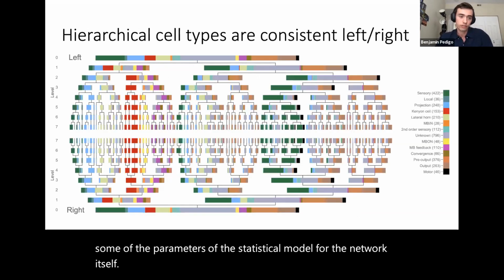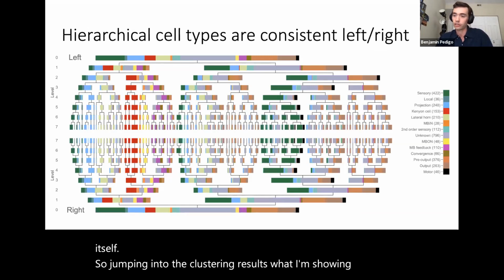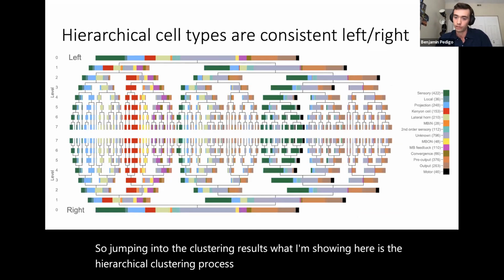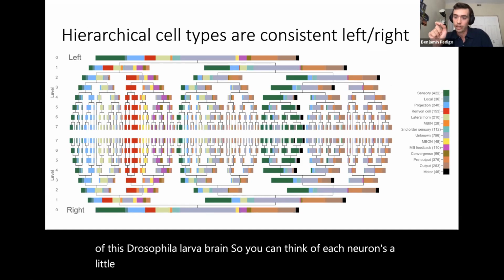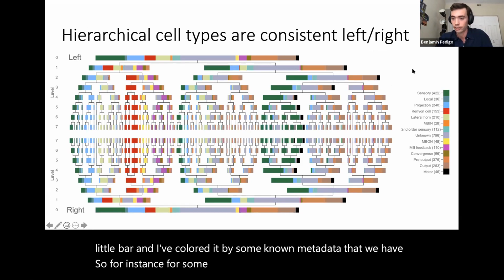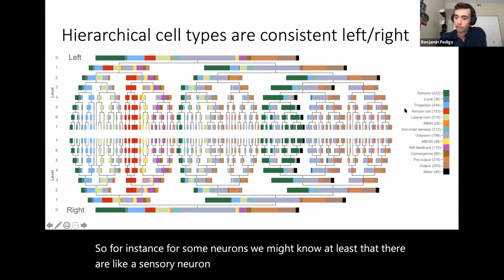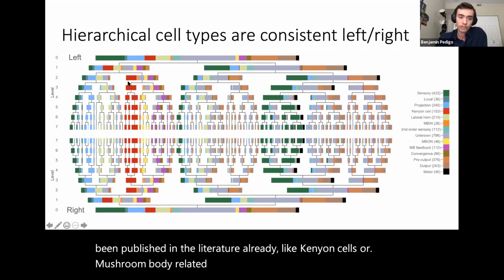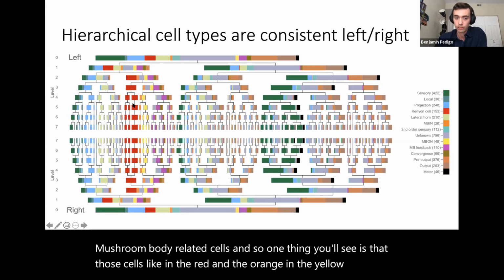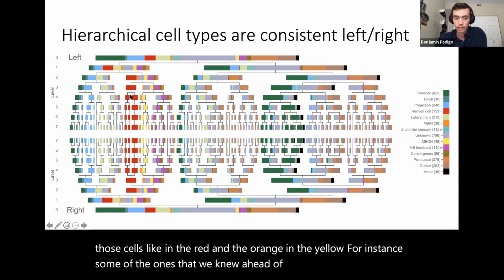So jumping into the clustering results, what I'm showing here is the hierarchical clustering process on the left and the right hemisphere of this Drosophila larva brain. So you can think of each neuron as a little bar, and I've colored it by some known metadata that we have. So for instance, for some neurons, we might know at least that they're a sensory neuron, or a few different cell types that have been published in the literature already, like Kenyon cells or mushroom body related cells. And so one thing you'll see is that those cells, like in the red and the orange and the yellow, for instance, some of the ones that we knew ahead of time, are being clustered together really nicely.